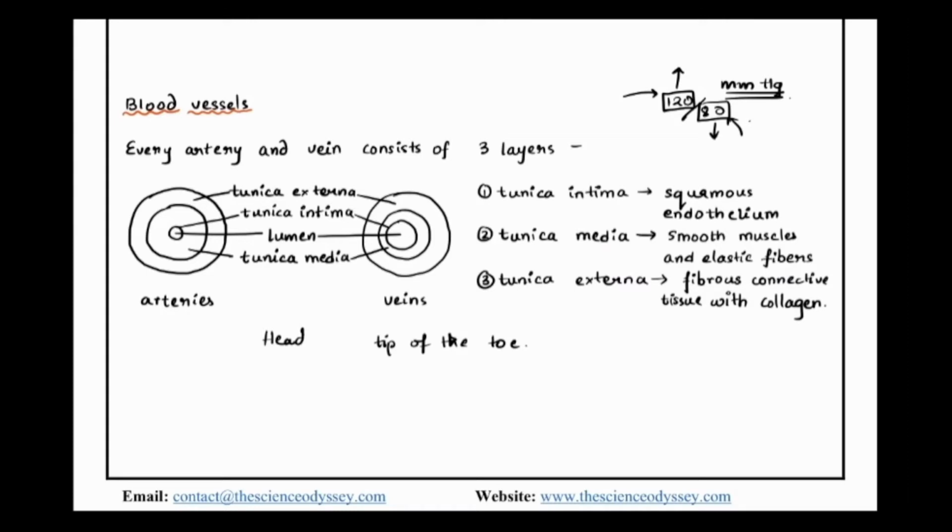And since the pressure is decreased in the veins when the blood is coming back to the heart from the body, the veins do not need that much thick musculature because the pressure has already decreased. That is why the veins have a thin musculature compared to that of arteries.